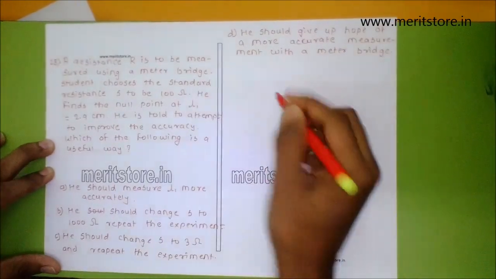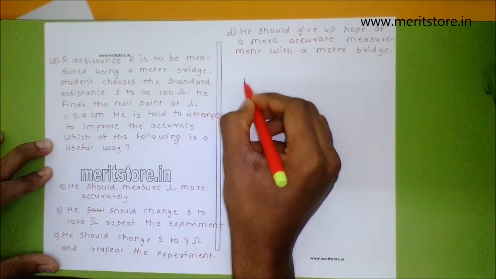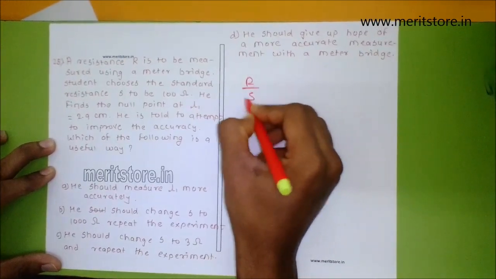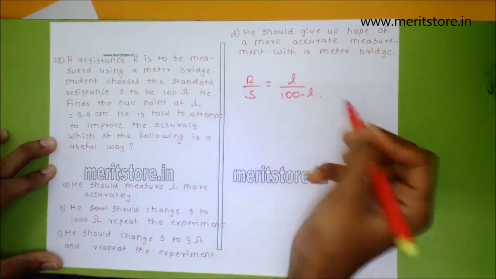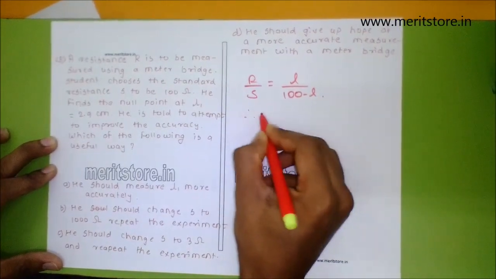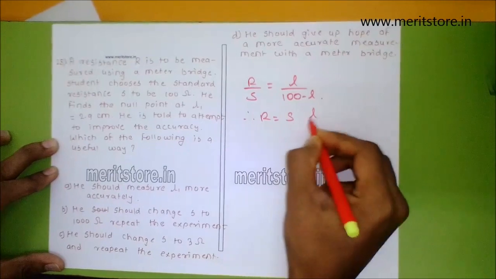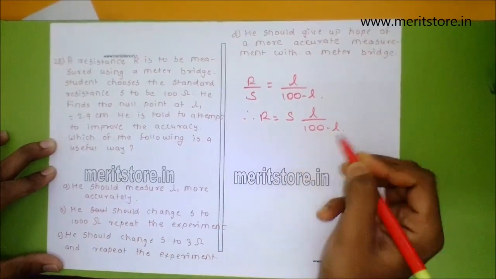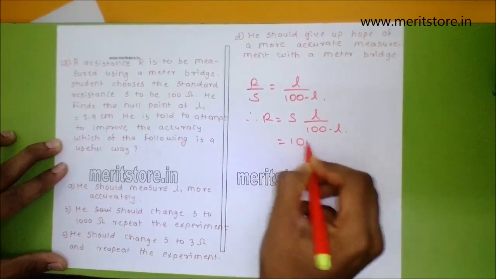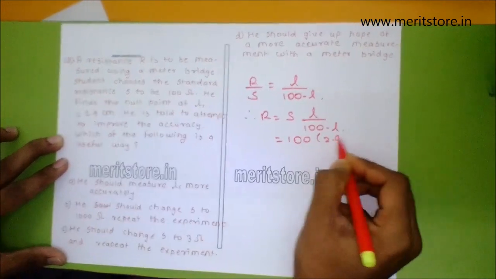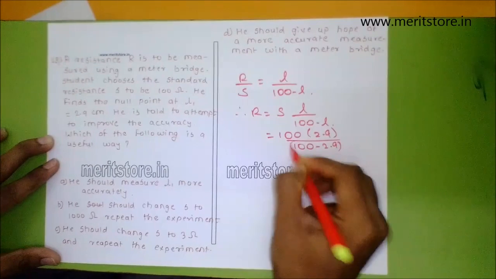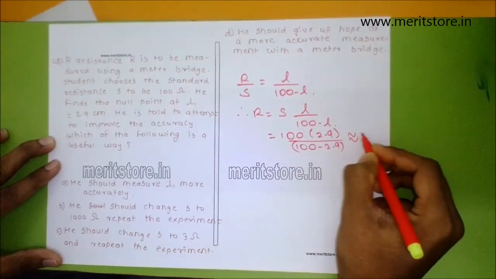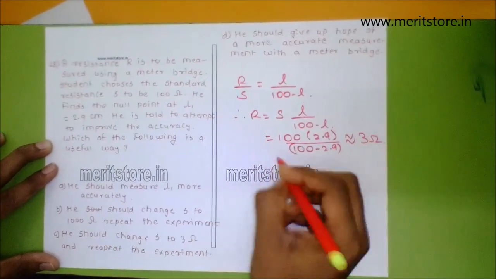Now, in order to solve this, let us look at the bridge balancing condition. R upon S is equal to L upon 100 minus L. Therefore, R is equal to S times L upon 100 minus L, which is equal to 100 into 2.9 upon 100 minus 2.9. This you get an approximate value of 3 ohms.